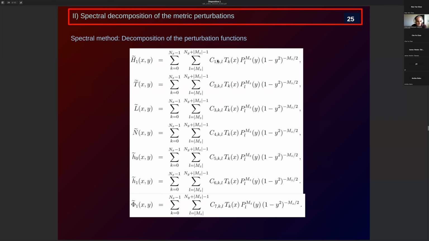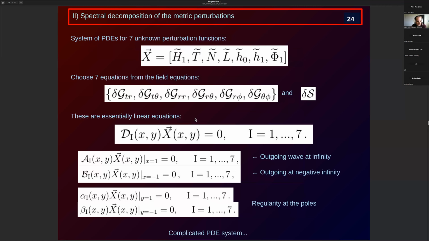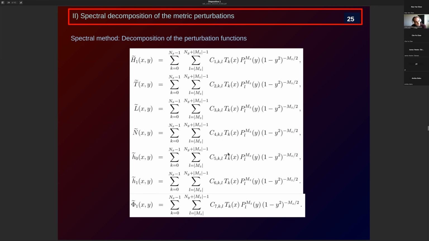This is a good basis. You can formally expand this up to infinity. What we do is truncate numerically, to solve the system up to some value of n, where you truncate your sum, and then you have these coefficients that you have to obtain numerically. So in practice, what you are doing is translating the system of PDEs and boundary conditions into a system of conditions for these constants.